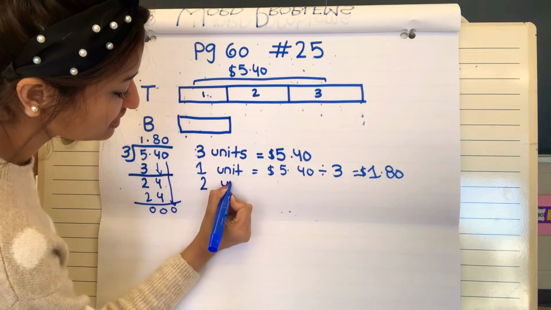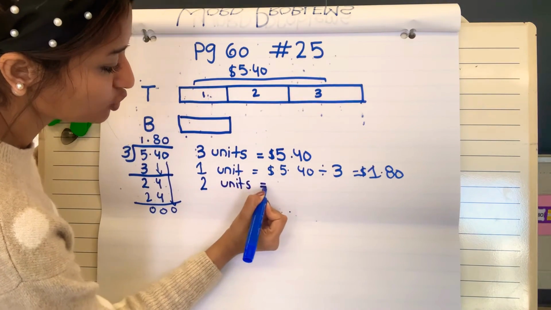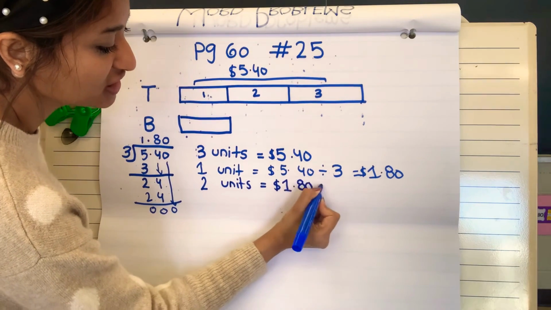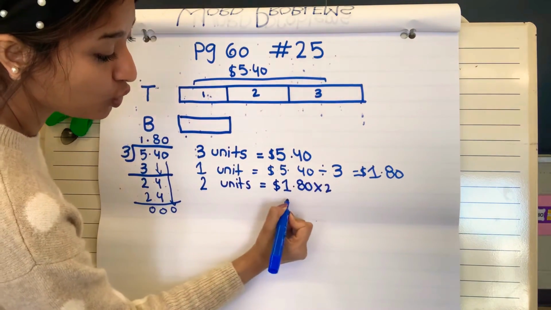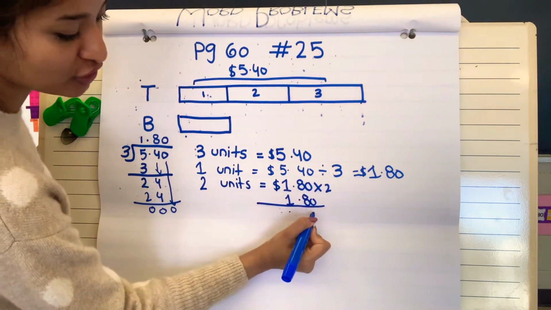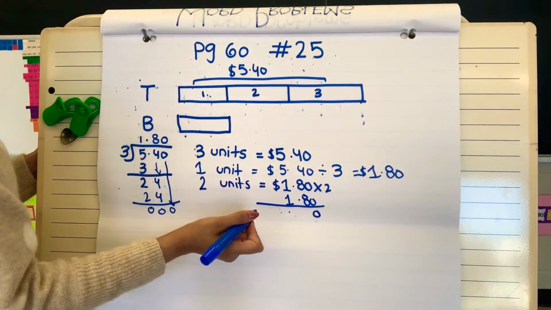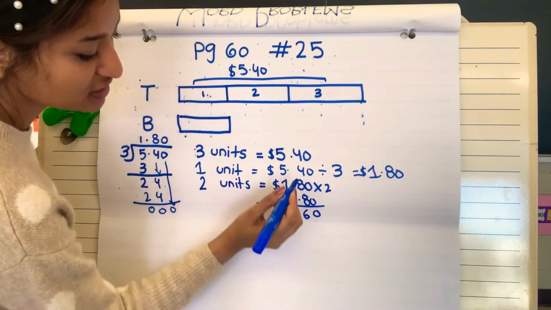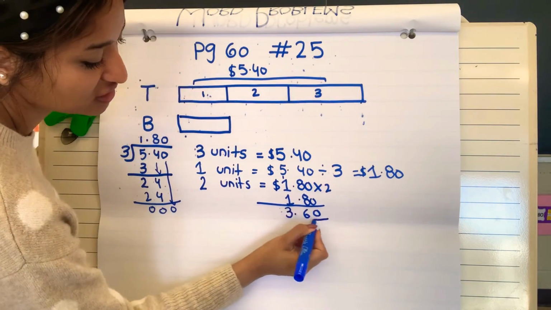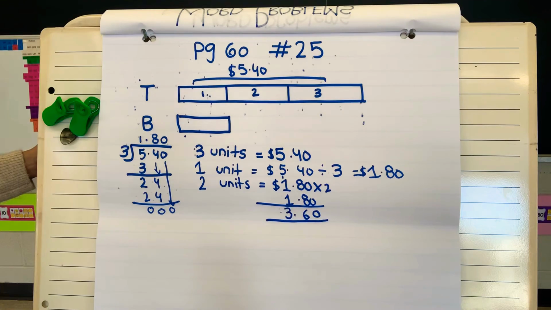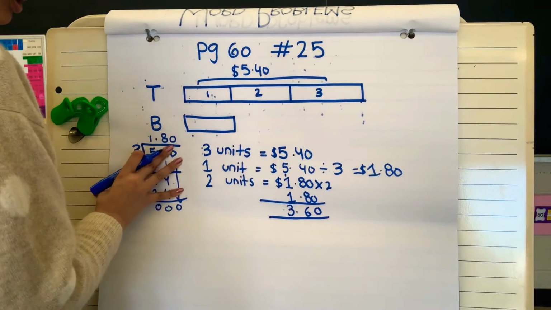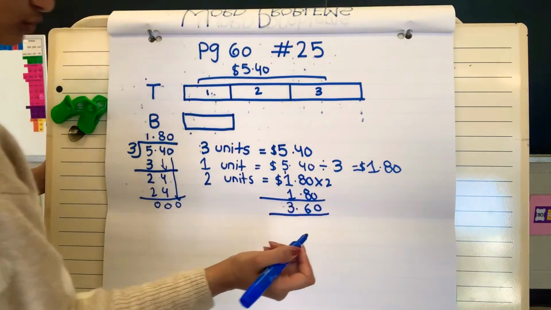So 2 units equal $1.80 times 2, or we can add it. Okay, so 0 and 0 gives me 0, 8 and 8 gives me 16, plus 1 over here, $3.60. Let's multiply the same numbers so that we get a review of how to multiply our decimals.